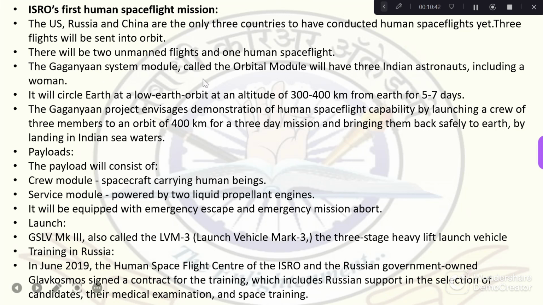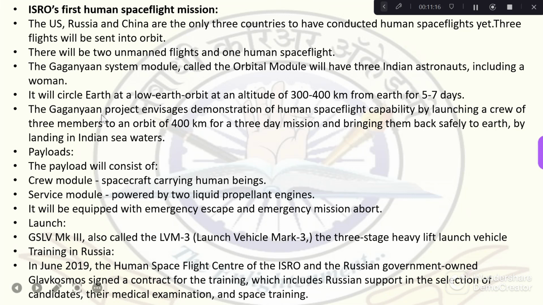The Gaganyaan mission will have an orbital module. In the Gaganyaan mission we have planned to send three Indian astronauts to space, including one woman. The mission will be sent to the low earth orbit, which is around 400 km from the earth, for 5 to 7 days.